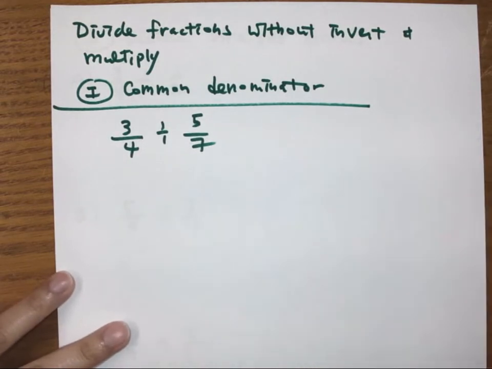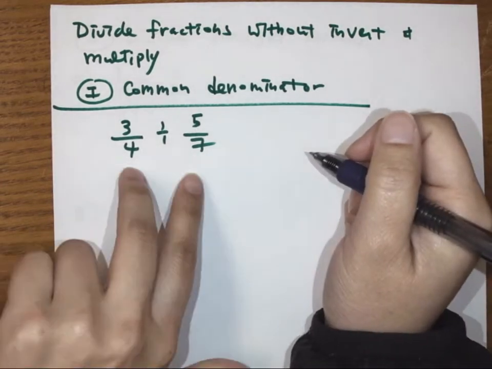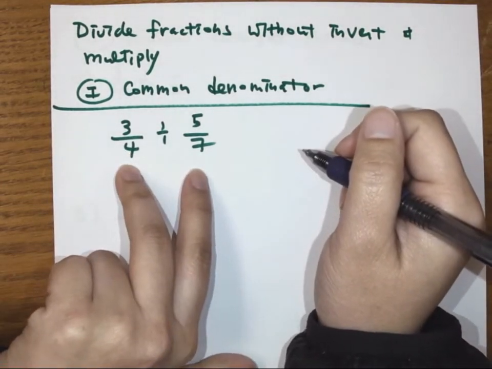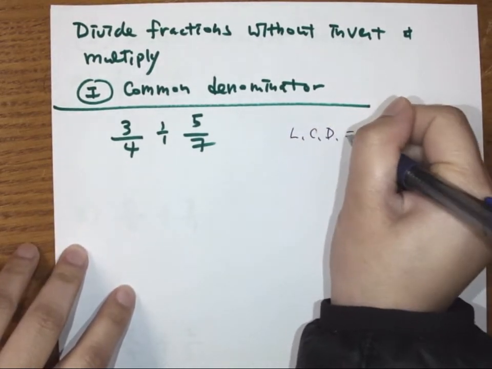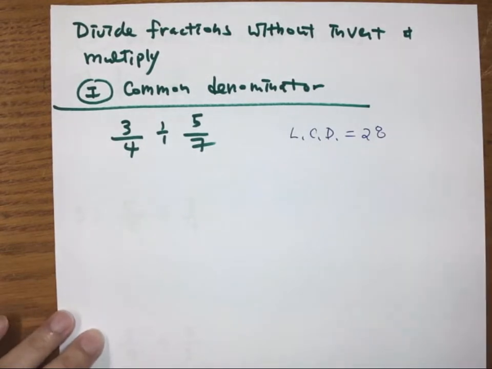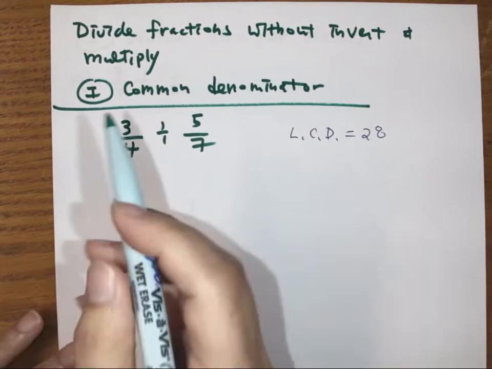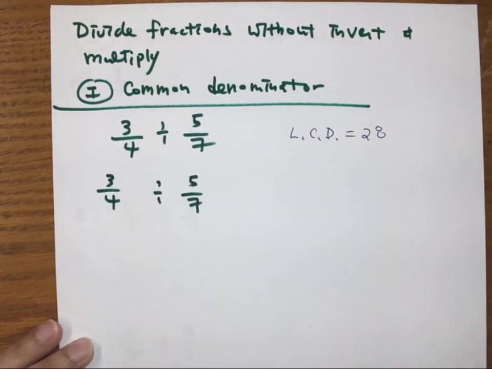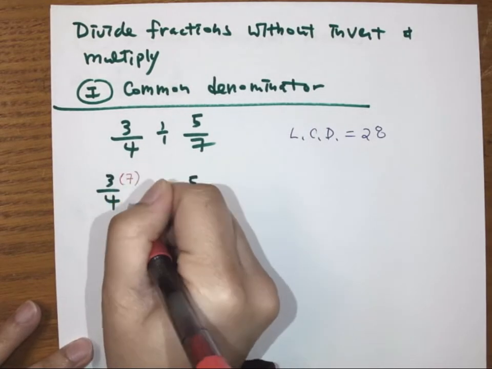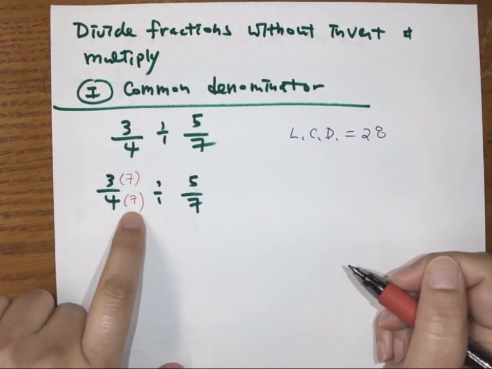So not just adding and subtracting. This is a division, and I can still use a common denominator. Hopefully you know the common denominator between 4 and 7 is going to be 28. So I'm going to need to get them to have the same denominator. I started with 3/4 divided by 5/7, and then I'm going to need to multiply both top and bottom by 7 to get 28.